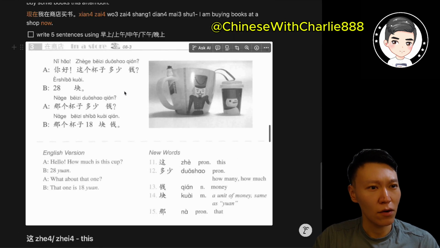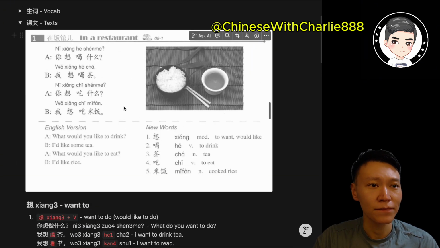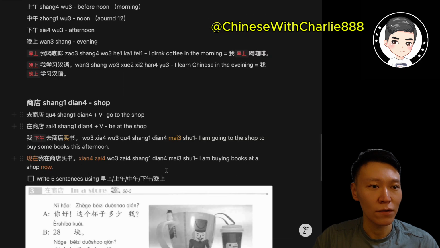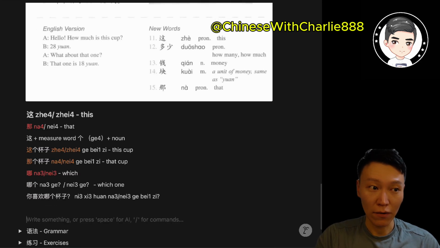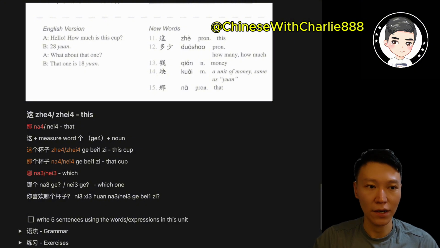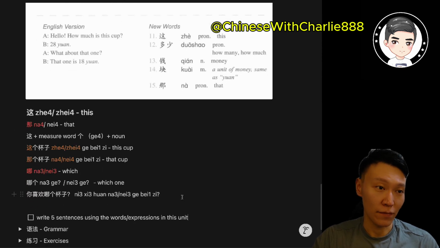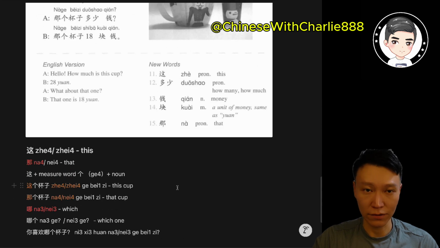All right, that's all. So I think that's all for the conversations of this unit. I will leave another homework for you. Just write me 5 sentences using the words or expressions in this unit. You can use any words that I have been talking about to make 5 sentences, and that would be the homework for you today.